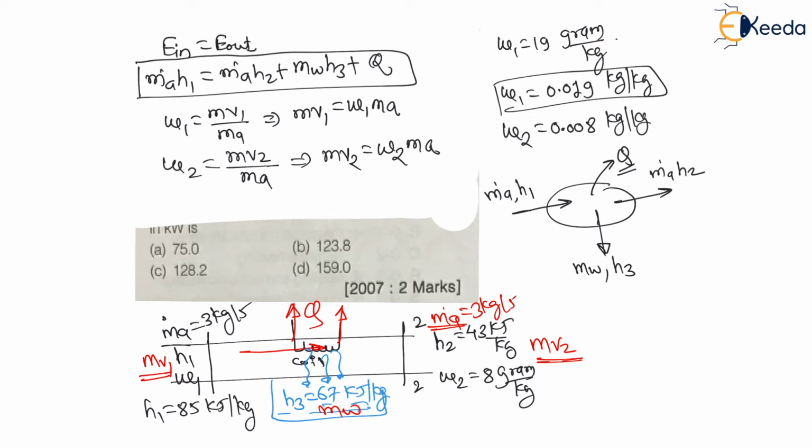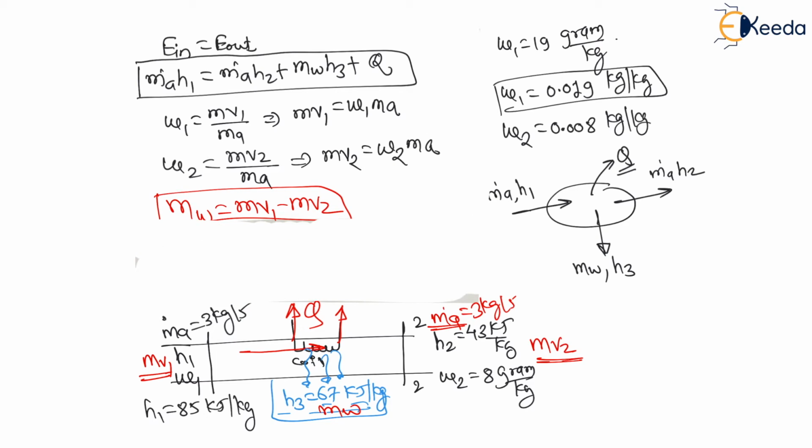Therefore what will be this mass of water? Can I say this mass of water will be equal to mass of vapor 1 minus mass of vapor 2, because vapor is forming water. Some part of mass of vapor 1 is condensed as water, and the remaining goes into mass of vapor 2. This is how we can calculate the mass of water. So first of all we have to find the mass of water. This mass of water will be equal to omega 1 times mass of air minus omega 2 times mass of air. Therefore mass of water will be equal to mass of air into (omega 1 minus omega 2).